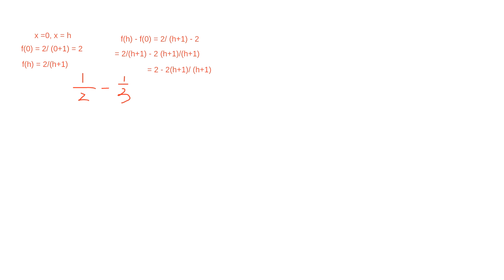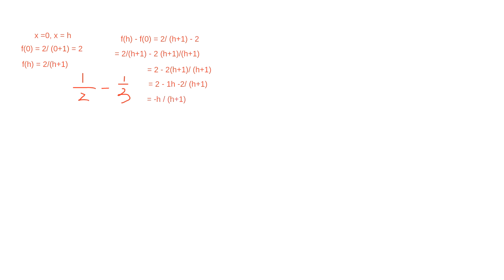Let me know if I'm not making any sense anymore. Then the numerator becomes 2 minus 2h minus 2. The denominator is not changed. The denominator is still h plus 1. So now we have 2 minus 2. What's 2 minus 2? 0. So the numerator we're left with negative h. And the denominator is h plus 1. Still the same, h plus 1. Does this make sense?